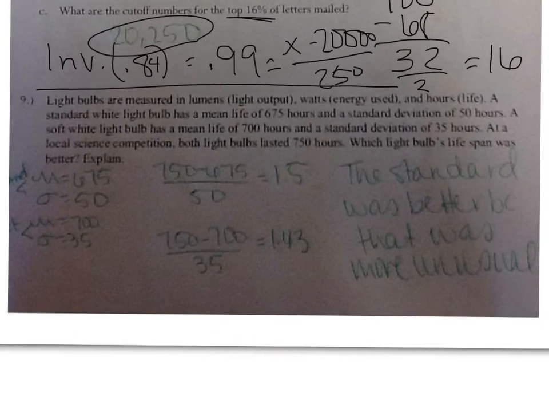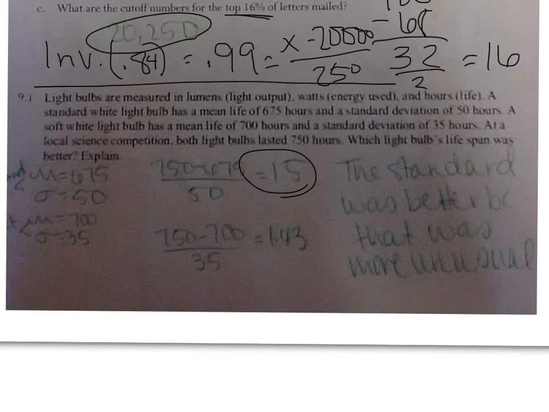Okay, we also did this light bulb question in class, so hopefully you'll remember that. I said you could actually answer either question as long as you explained it right. So you could say that the standard has a better lifespan because he's 1.5 standard deviations above the mean, which means he actually did better than he was supposed to. He did 1.5 standard deviations better than he was supposed to have done, whereas the soft one only did 1.43 better. So that is what this one is saying right here.